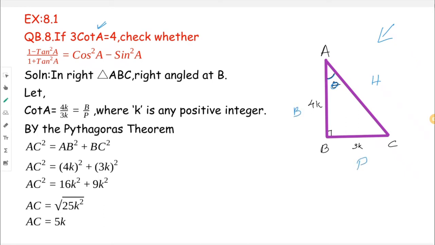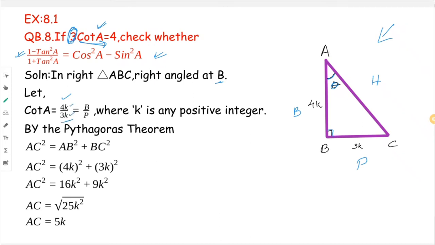So once again, this 3 here will go down to the denominator, and it will turn into 4k by 3k. Alright, we'll check whether the left hand side is equal to the right hand side or not. So I've taken a right triangle ABC, right angle at B. Now let's say cot A. Like I said, this 3 will go down to the denominator, and this is what we'll get. Once again, the k are there because they're in ratio.